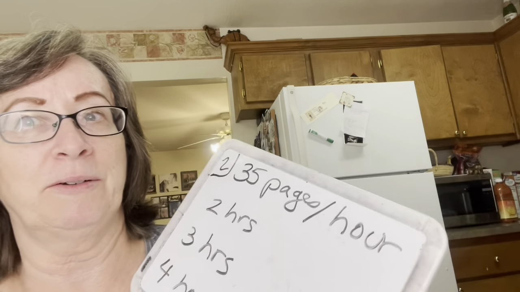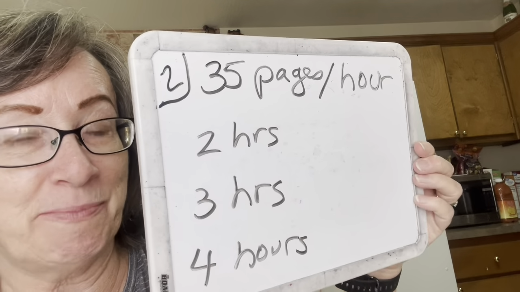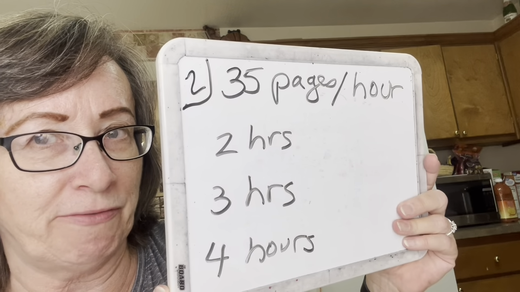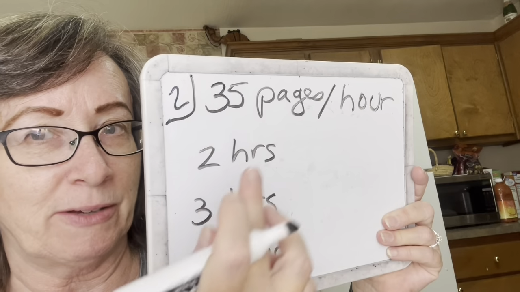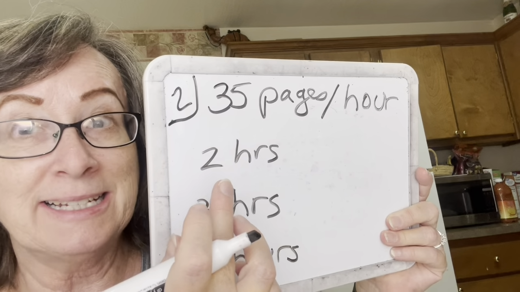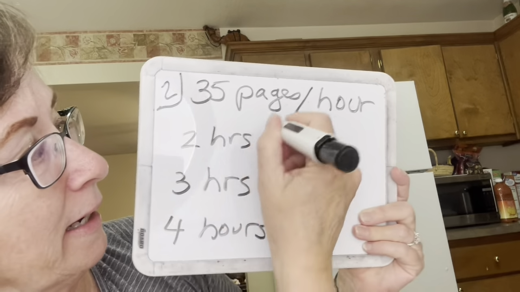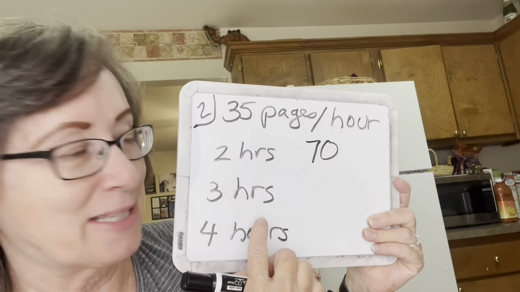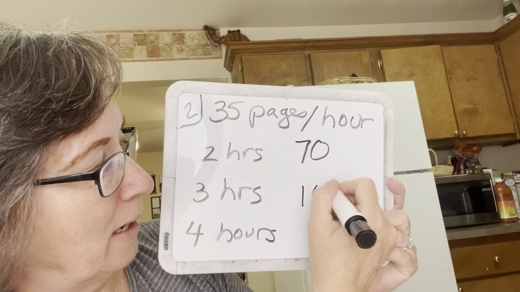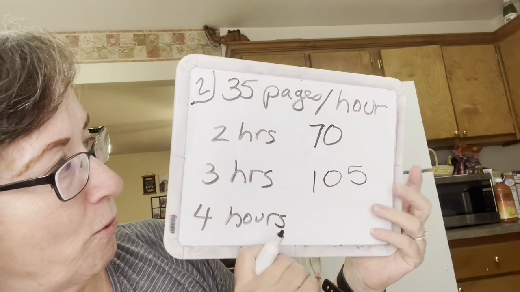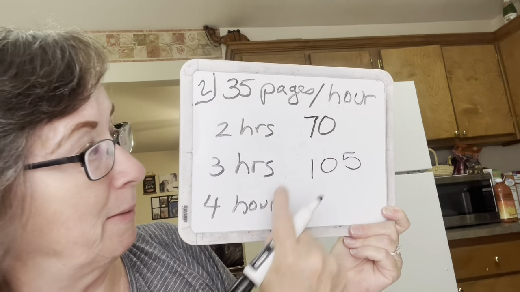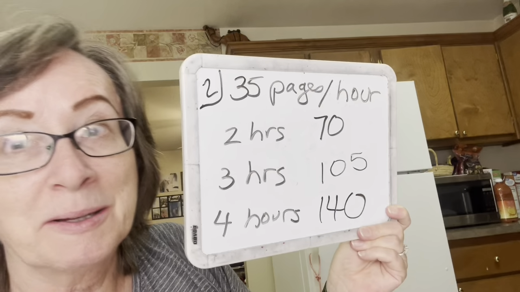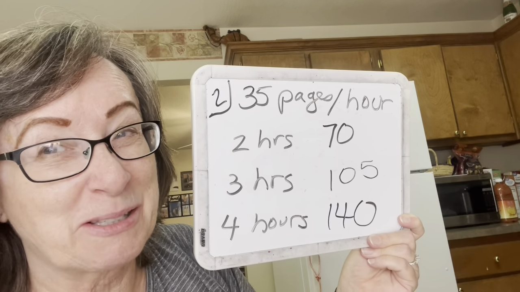All right, so she reads at 35 pages per hour, which means every 1 hour she reads 35 pages. So when we take 35 and multiply by 2 to have 2 hours worth of reading, 2 times 35 is 70. 3 times 35 is going to be 105, and 4 times 35 is going to be twice 70, which is 140 pages. Okay, so that was pretty simple.